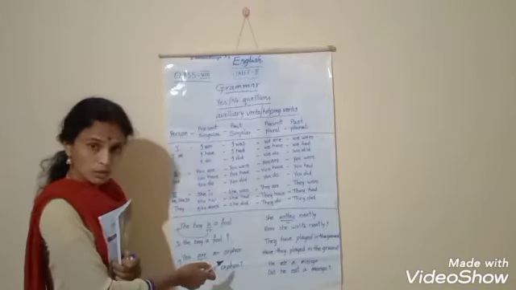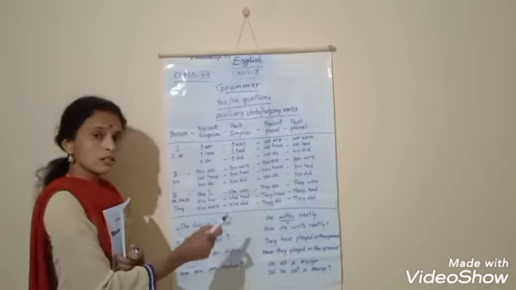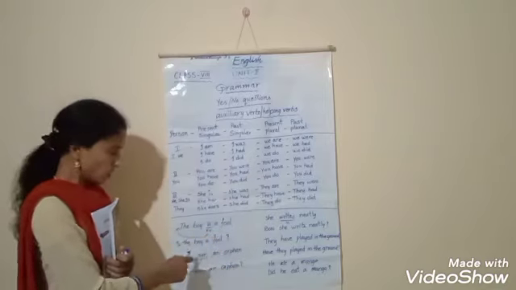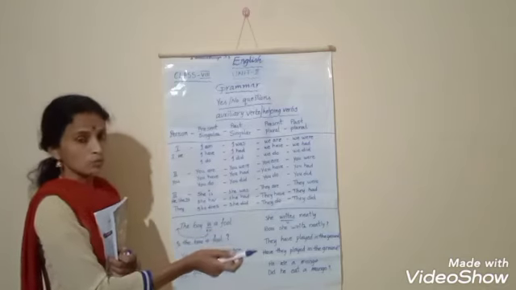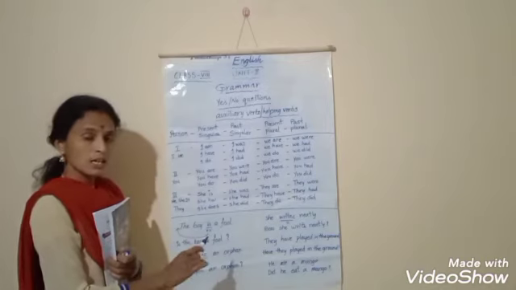Here it is also: Is the boy a fool? Yes or no type question. For these types of questions, we can answer either yes or no. If it is yes, yes, the boy is a fool. No, the boy is not a fool. Just a yes or no.